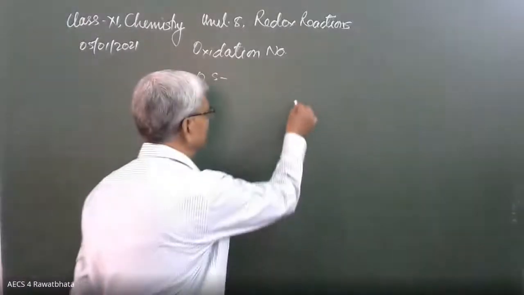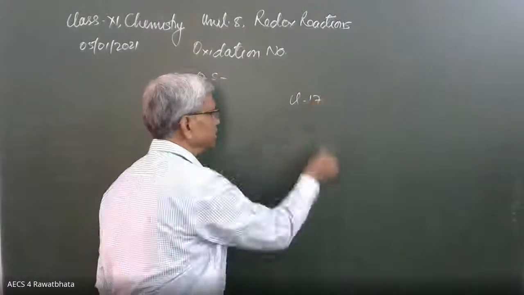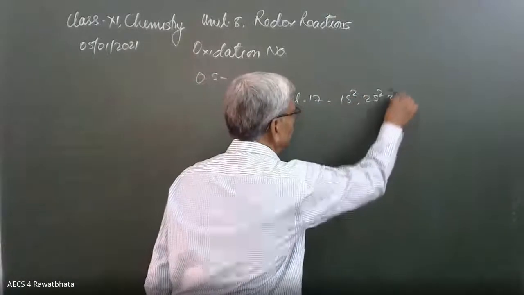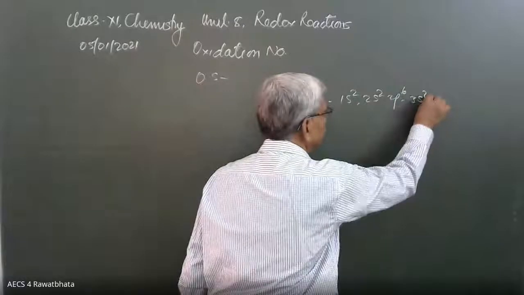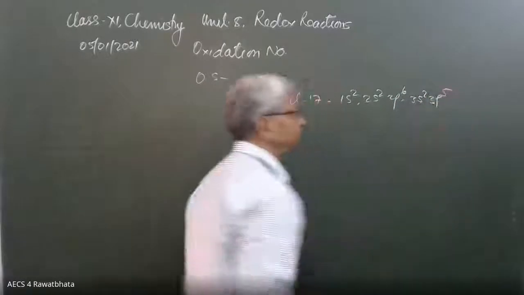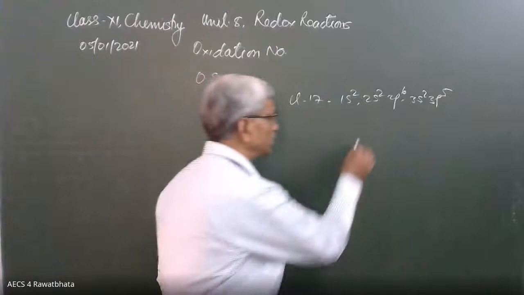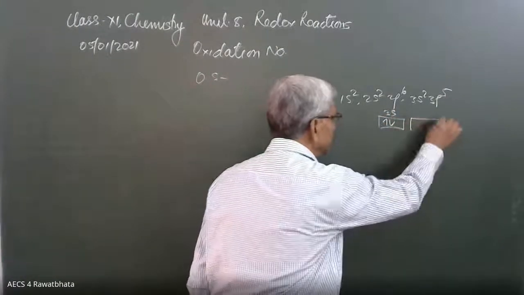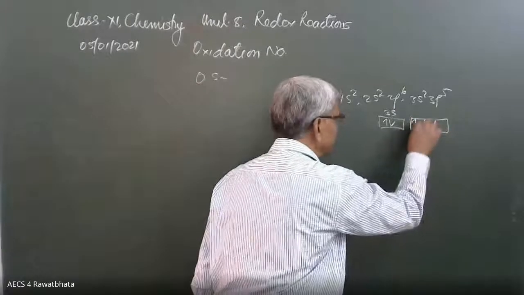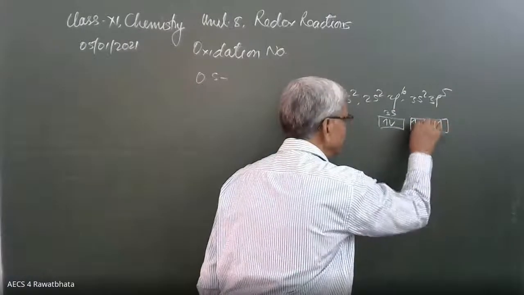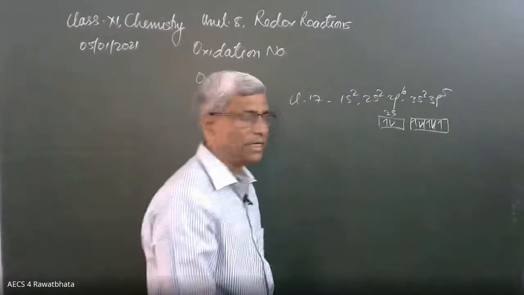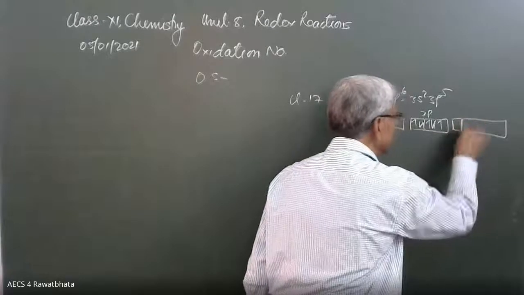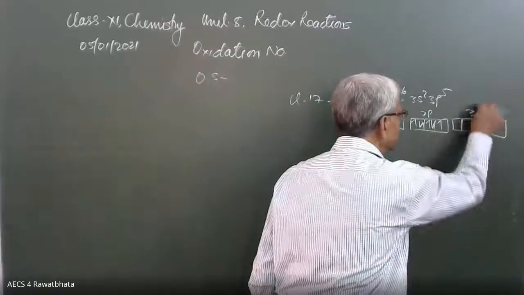Let me take the example. Chlorine, atomic number 17. Configuration 1s2, 2s2, 2p6, 3s2, 3p5. That is the configuration. Here 3s having 2 electrons, and 3p having 5 electrons, 1, 2, 3, 4 and 5, one unpaired electron. And this is 3p and 3d subshell. This is the 3d, totally vacant.